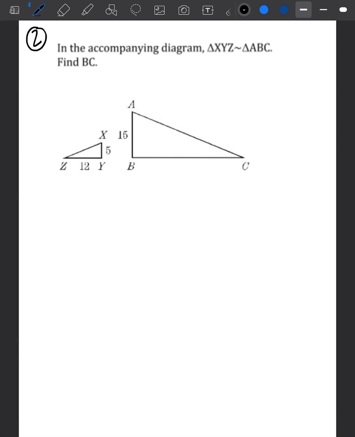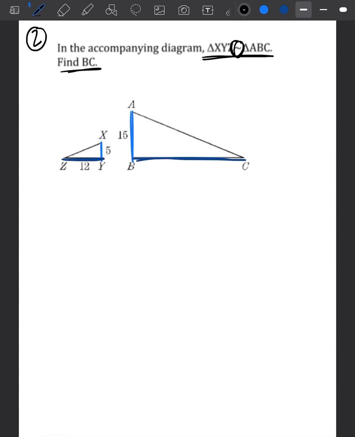So again, we are told that triangle XYZ is similar to triangle ABC. Like I said before, this squiggly line means the same thing as is similar to. And we're going to be solving for BC. So let's go ahead and look at our corresponding sides. XY corresponds to AB, and ZY corresponds to BC.